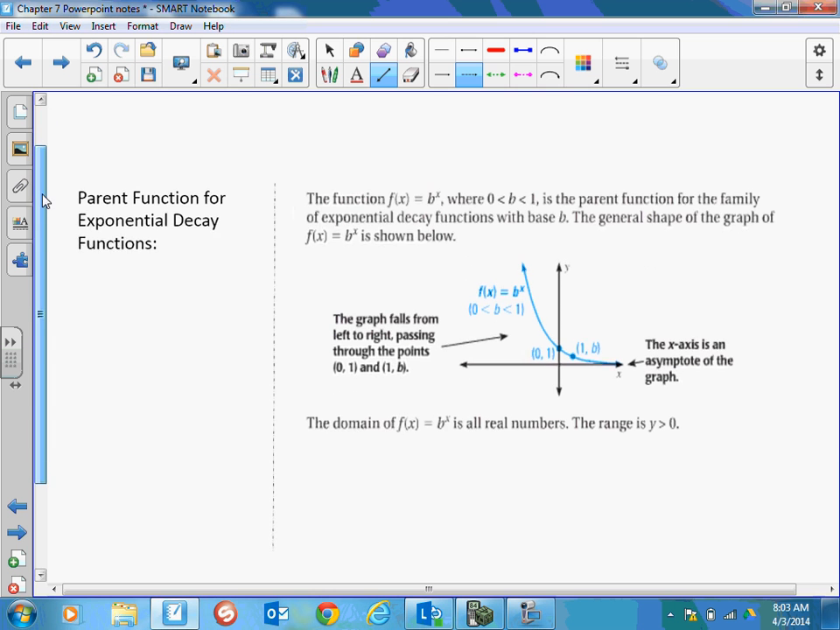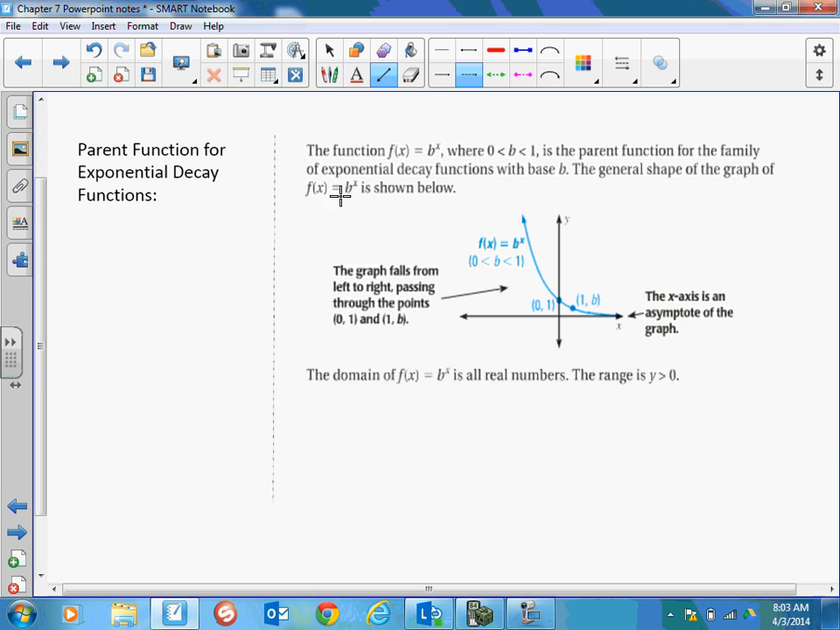Okay. If it is decay, then B, the only difference between growth and decay, well, a lot of differences. The first difference is B will be between 0 and 1, which makes it decay. So 1/2, 3/4, 0.65, whatever. If it's between 0 and 1, then you're going to have decay where it starts really big and it ends up really small. Okay. That's the main difference. The asymptote doesn't change, the domain doesn't change, the range doesn't change. Just the shape of the graph changes and how you look at it. So you start really big and you end up really small.